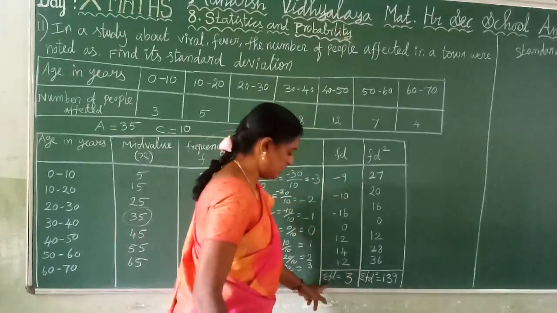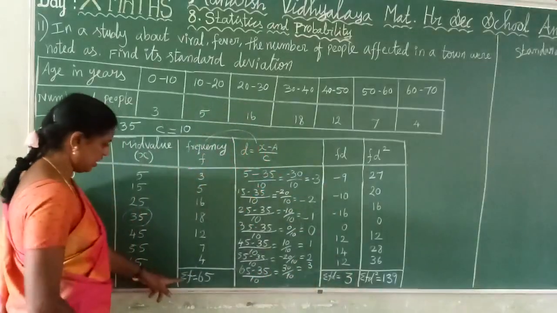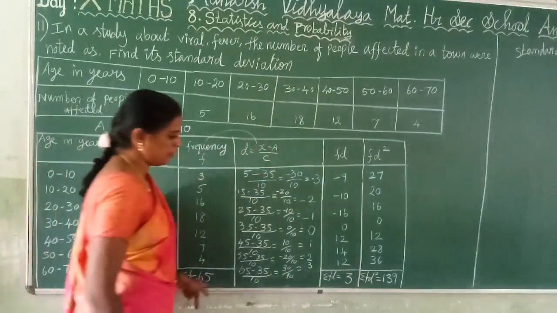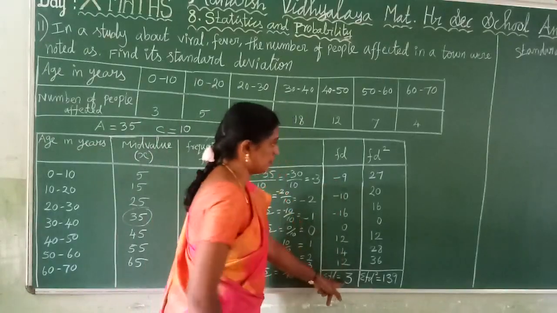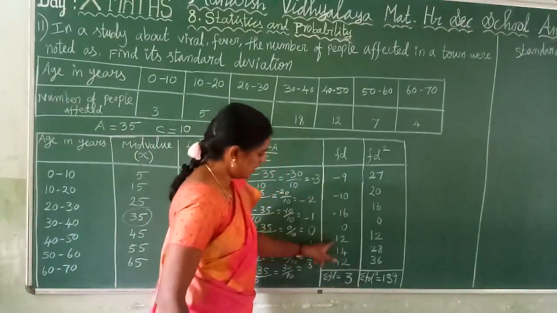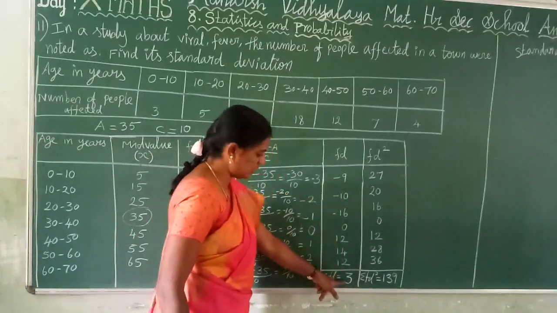And the summation f d. Before you find summation f d, add the weights, we get 65. Here for summation f d, add mean, because here negative numbers and positive numbers are there. So add this and add this, and then subtract, we get 3.